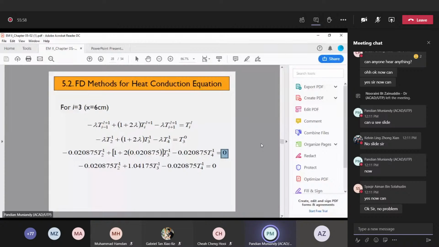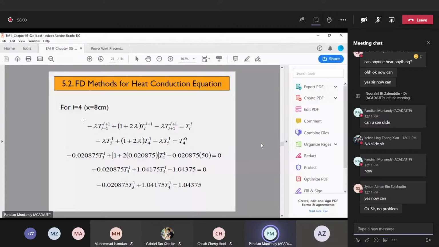Now I equals to 4. Using same equation, but I is 4. L is 0. So 4 minus 1, 3. I4. This one 4 minus 4 plus 1, 5. This one 4. So T04 is 0. But T15, this is the temperature, initial temperature at X5 is 50. You have to be careful, class. Don't simply put all 0. No. This one different from this one. This one is 0. But this one is different. This is temperature at x equals to 5.